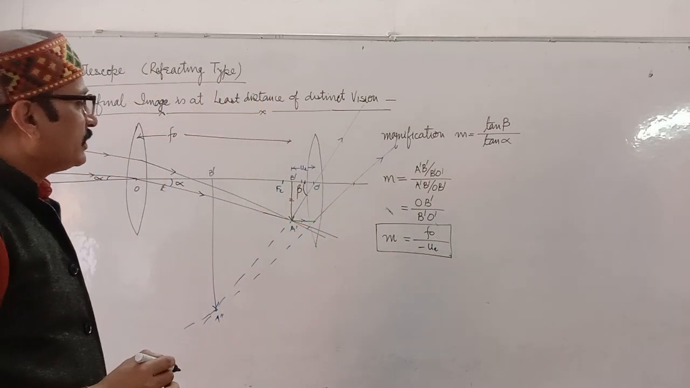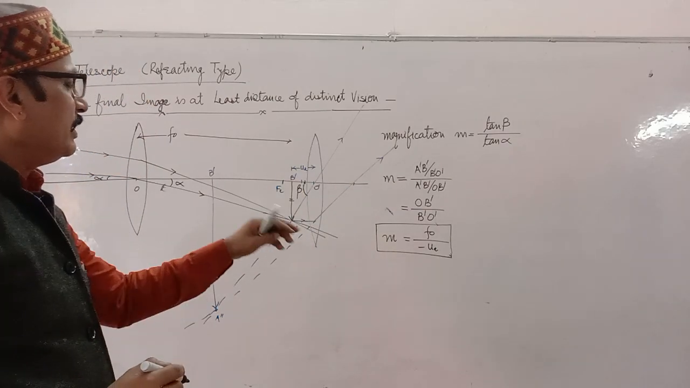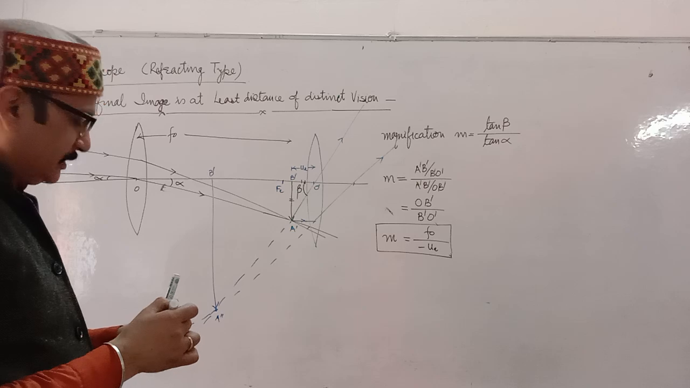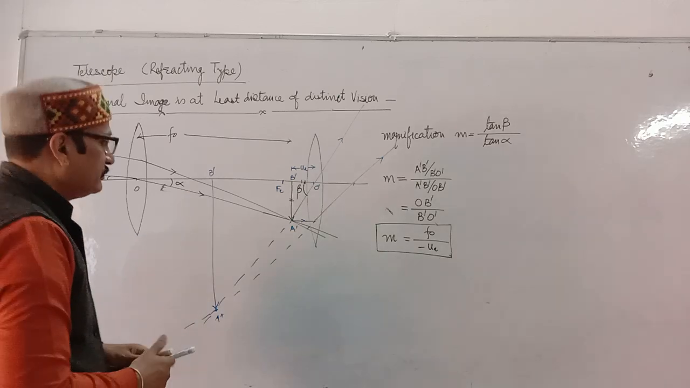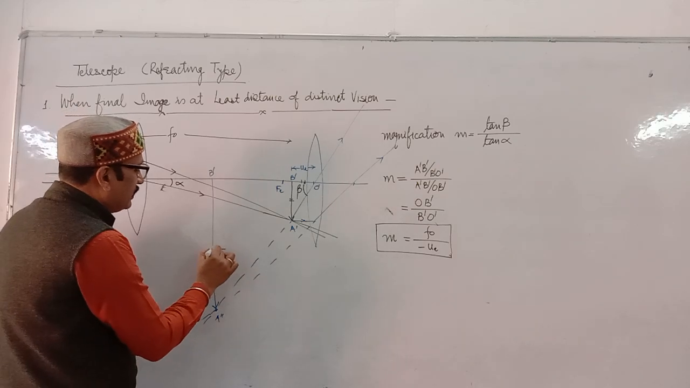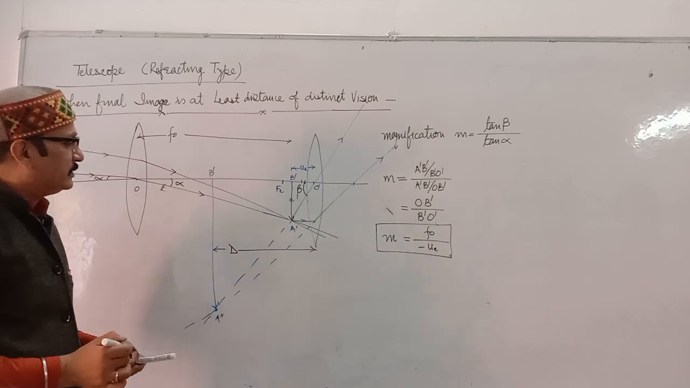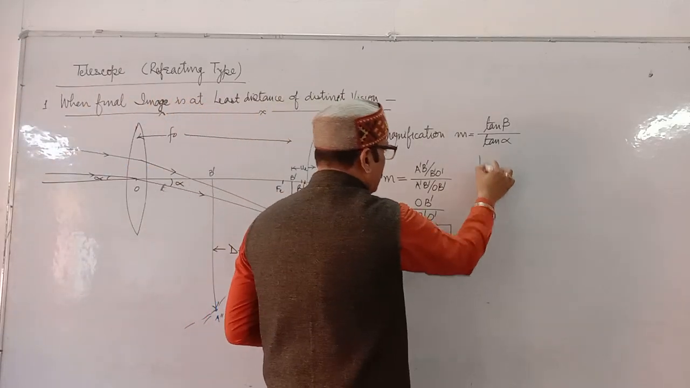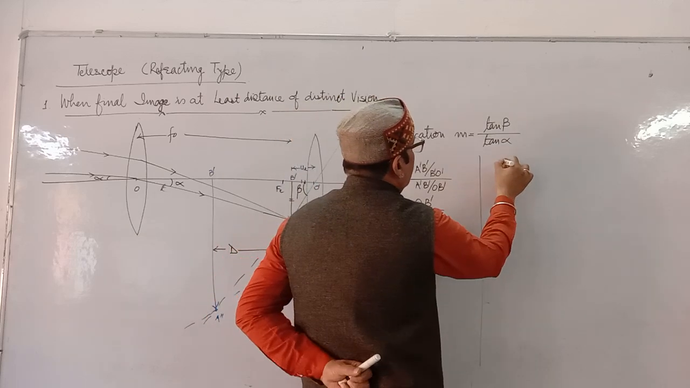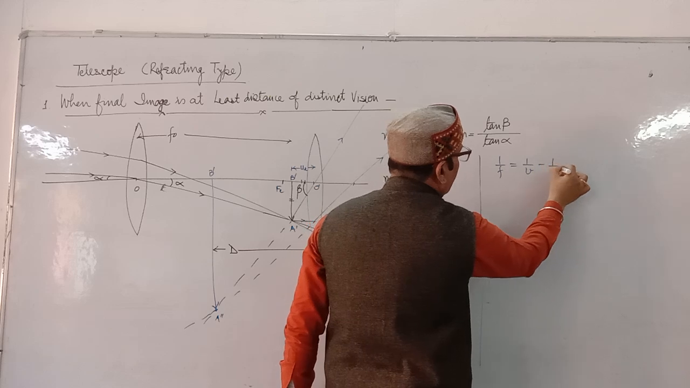Now we do not know the value of UE in the case of the telescope, so we have to get the value of UE by other means, in terms of the focal length and the least distance of distinct vision. The final image is formed at the least distance of distinct vision, at distance D from the eyepiece. Let us find the value of 1 upon UE. For that, we know the lens equation: 1 upon F is equal to 1 upon V minus 1 upon U.